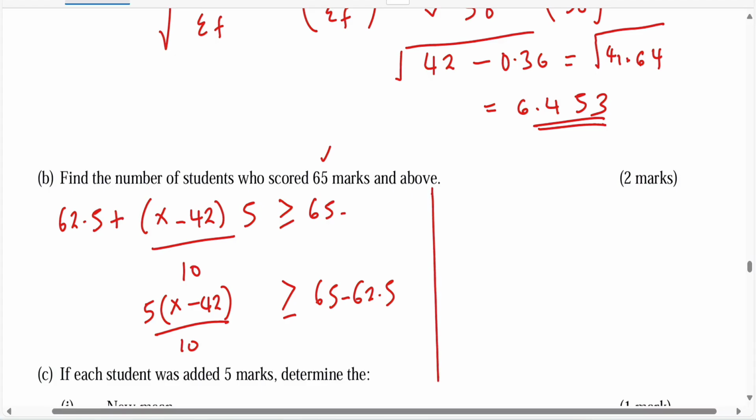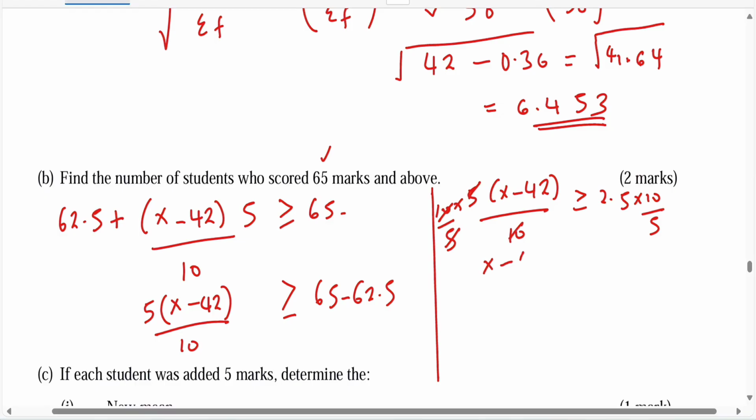So then it gives us (5x minus 42) divided by 10 greater or equal to 65 minus 62.5, which is 2.5. Then multiply by 10. Okay. Or you can also multiply by 10 over 5, so that the 5 and 10 cancel out. So it's very easy.